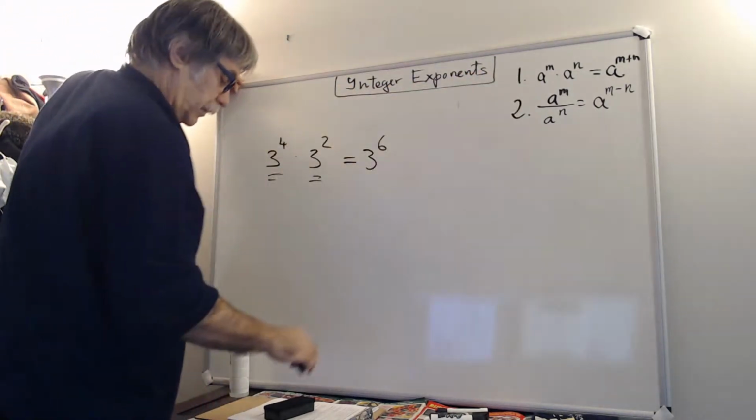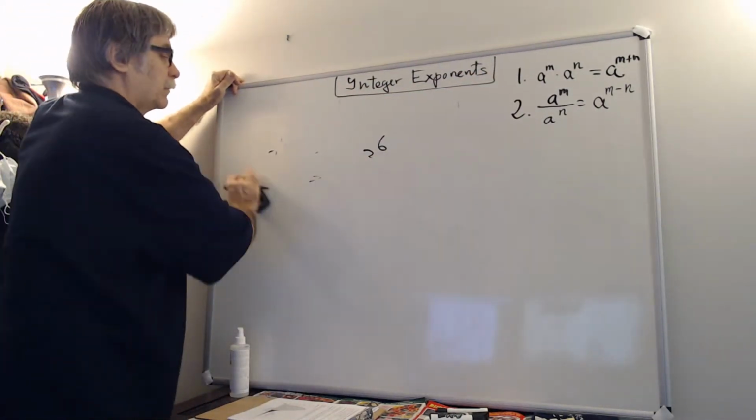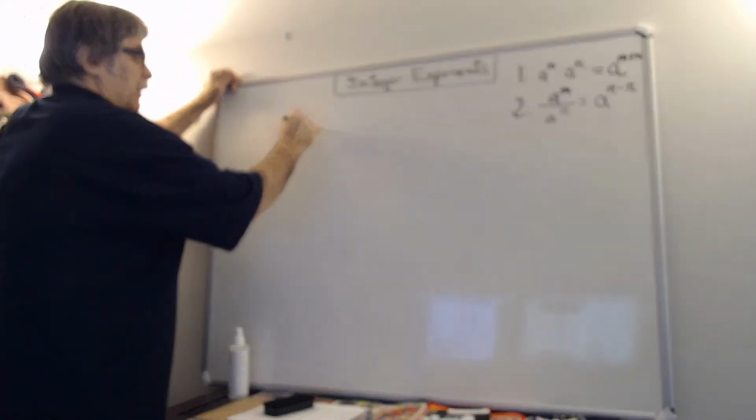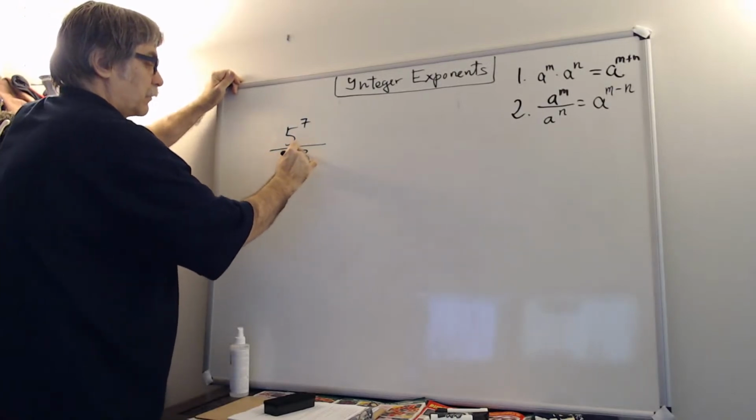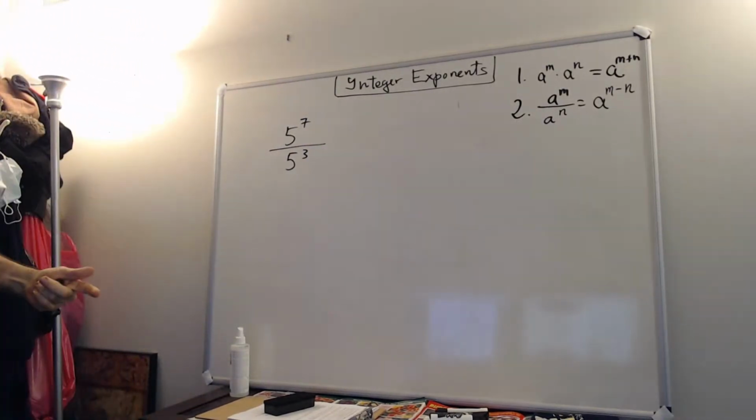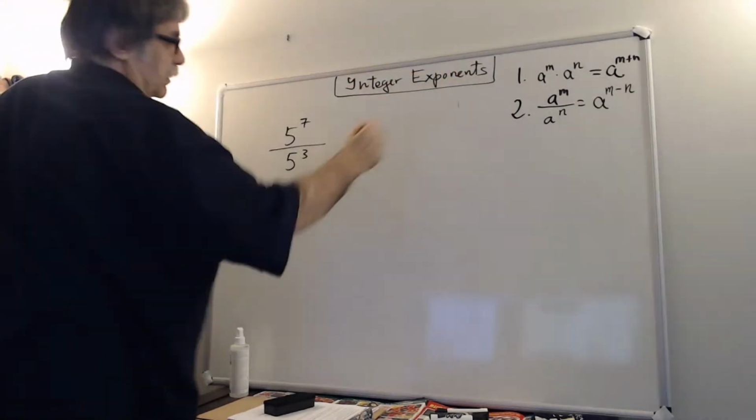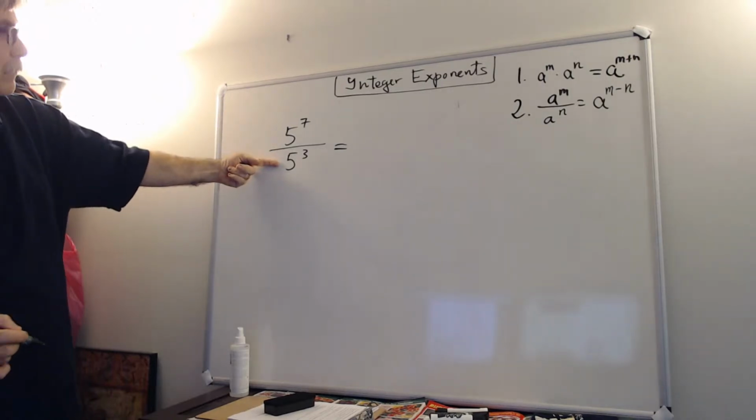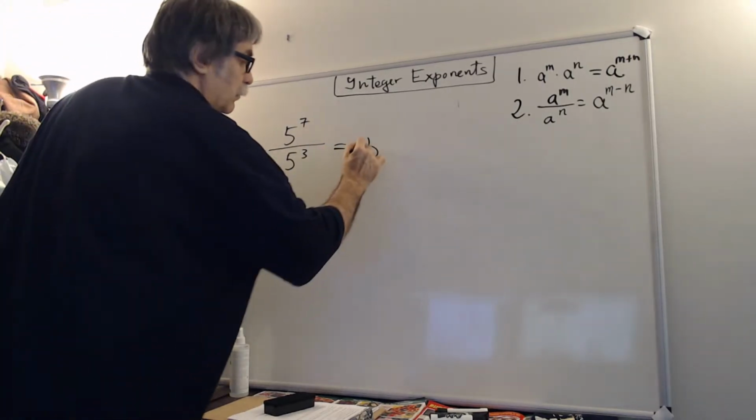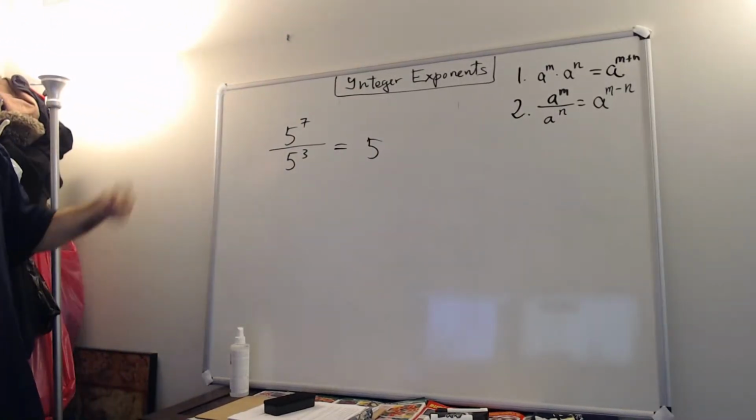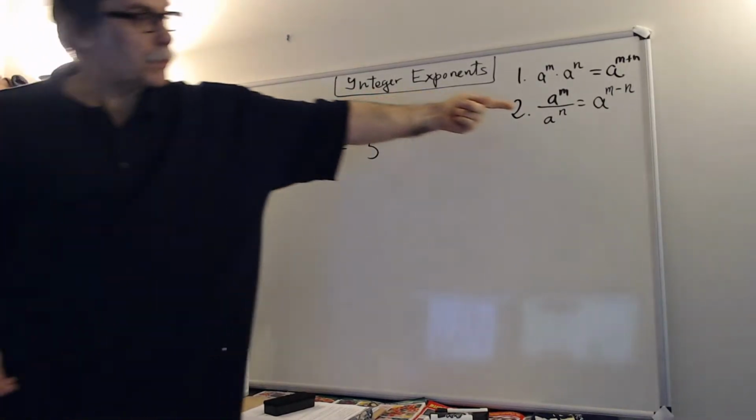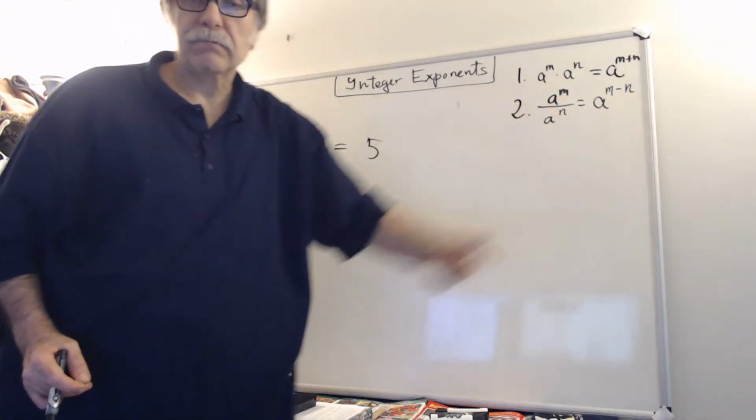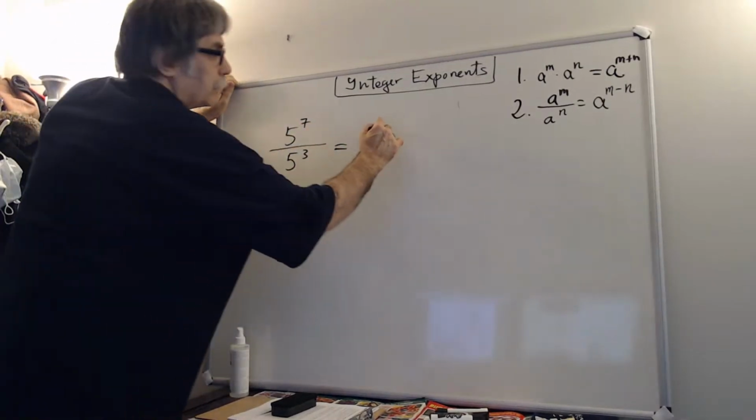Okay? The same thing works in the second property. You have something like this: 5 with the power of 7 divided by 5 with the power of 3. What could that possibly be? This property says, since you have base 5 here and base 5 here, all you have to do is write that base one more time. And now you're going to subtract 7 minus 3. That's the property. It says this minus this, m minus n. So that will be 5 with the power of 4.